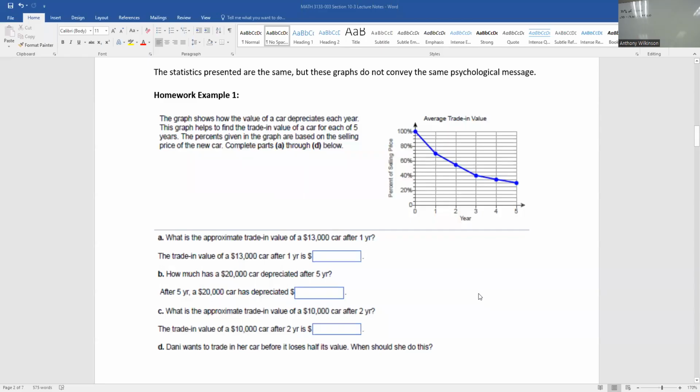And in part B, how much has a $20,000 car depreciated after 5 years? So here's 5 years right here. Here's that dot at 5 years. So let's find out. Yeah, 30%. So after 5 years, the car has depreciated by 30%.